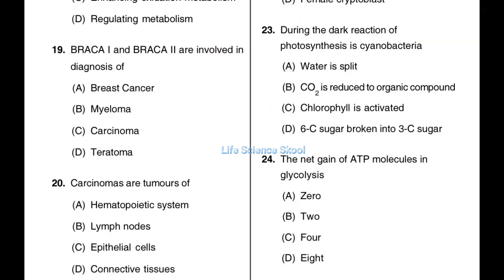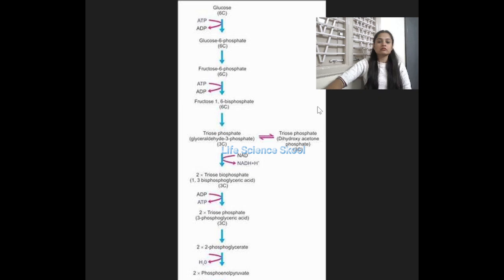The net gain of ATP molecules in glycolysis: option A is 0, option B 2, option C 4, and option D is 8. So total agi net gain of ಎಷ್ಟು ATPs produced advu in a glycolysis anta kelta irodu. As you can see in the diagram here which I'm displaying, this is the chart of the glycolysis. alli enagutte first, there are ಎಷ್ಟು 4 ATPs produce ಆಗುತ್ತೆ.